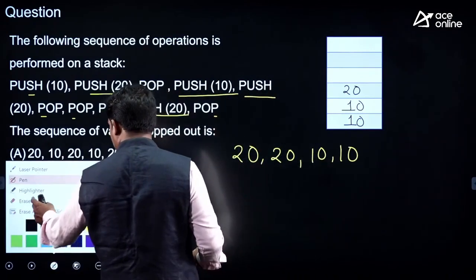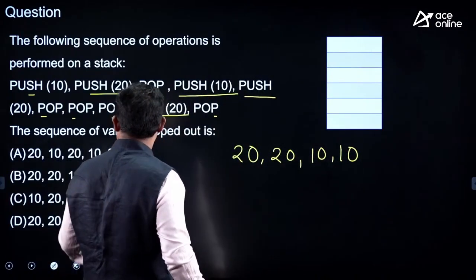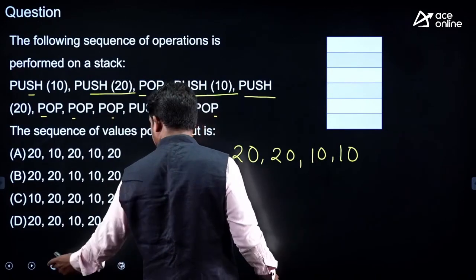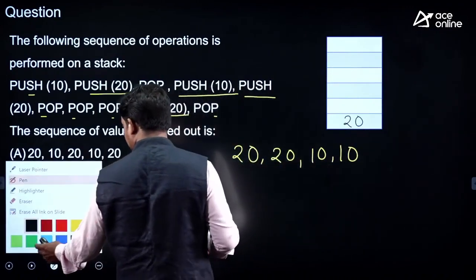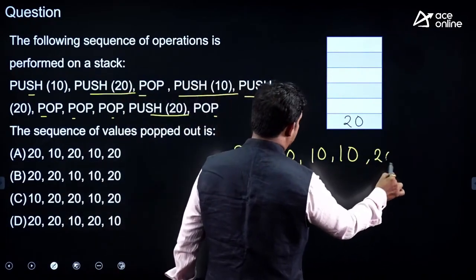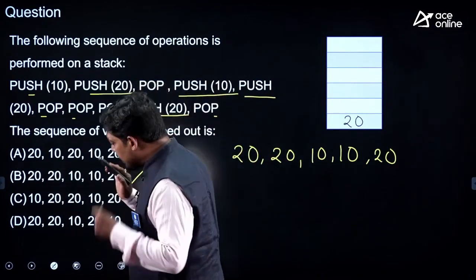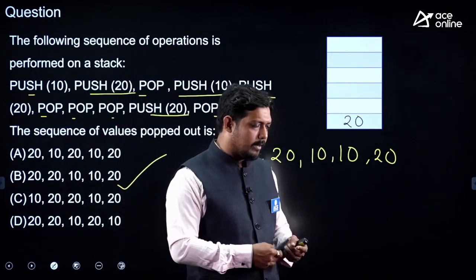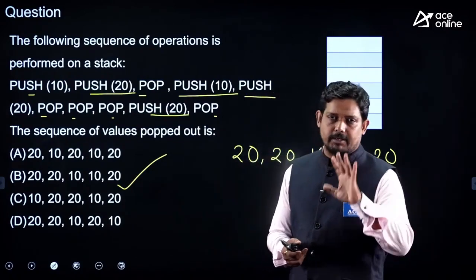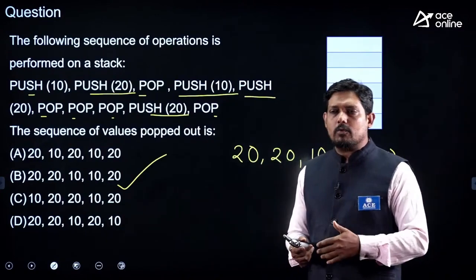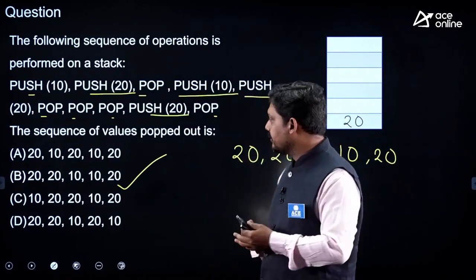And that will erase the entire content from this. Now again push 20 and then pop. The push is 20, and then again you pop it. That will again take out the element 20. So the sequence is 20, 20, 10, 10, 20. In this case the answer is B. Now, this particular question defines what type of clarity you need for this RRB JE. Not very detailed, not very in depth, just a basic simple understanding of each and every topic.